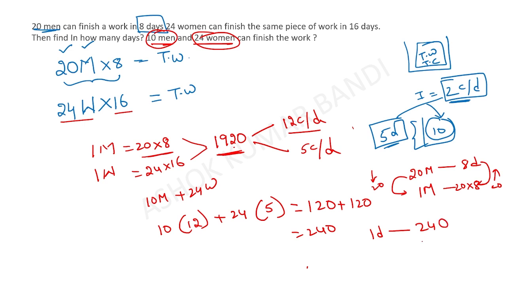But I want them to finish the entire work. That means they need to finish 1920 chocolates. How long are they going to take? Simply do the cross multiplication. 1920 by 240. You are going to get 8 days.